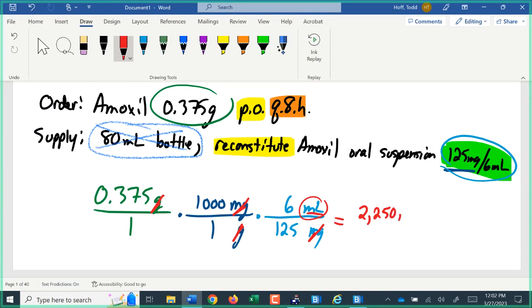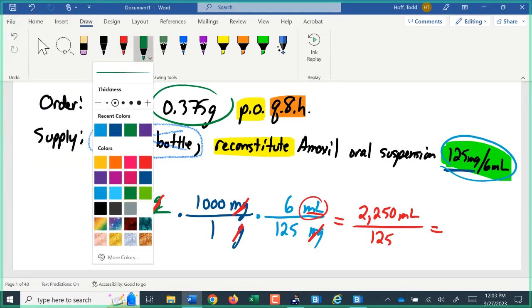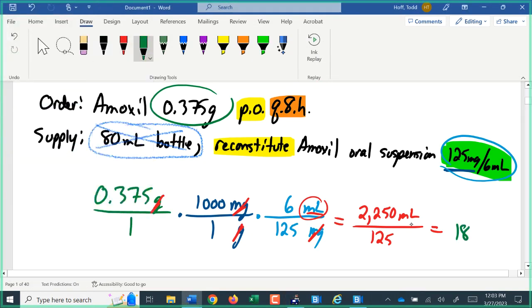And the only unit on top is milliliters. On bottom, there are no units, so 1 times 125 is just 125. So then we have to divide that out. 2250 divided by 125 is 18. So that's telling us that we are going to administer 18, in the units that are milliliters, of that medication to the patient.